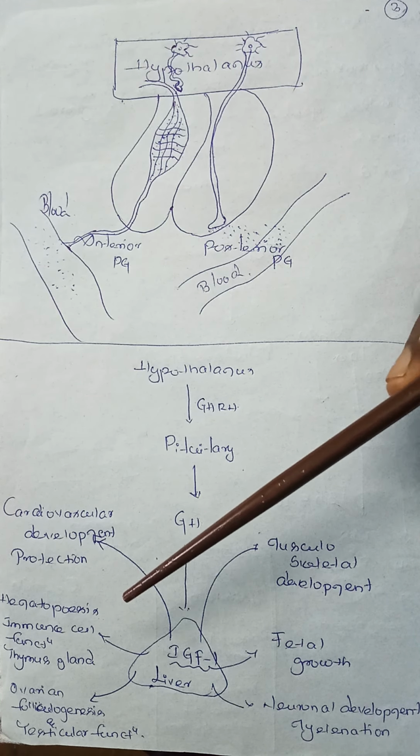Summary of this class: you have learned about the endocrine system. You have learned about the differences between exocrine and endocrine. You have learned about different types of glands, the endocrine glands, right? And specifically, you have learned about the growth hormone.